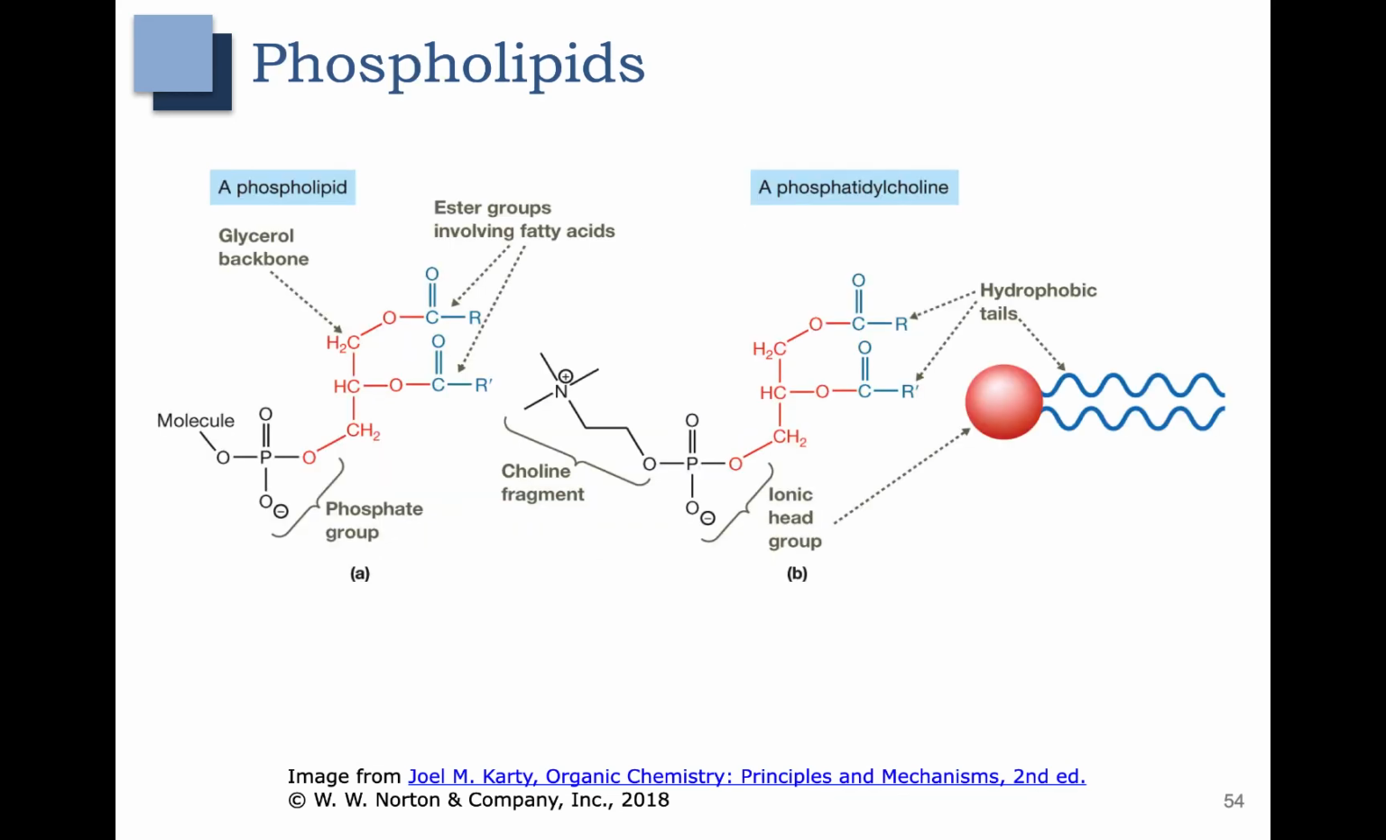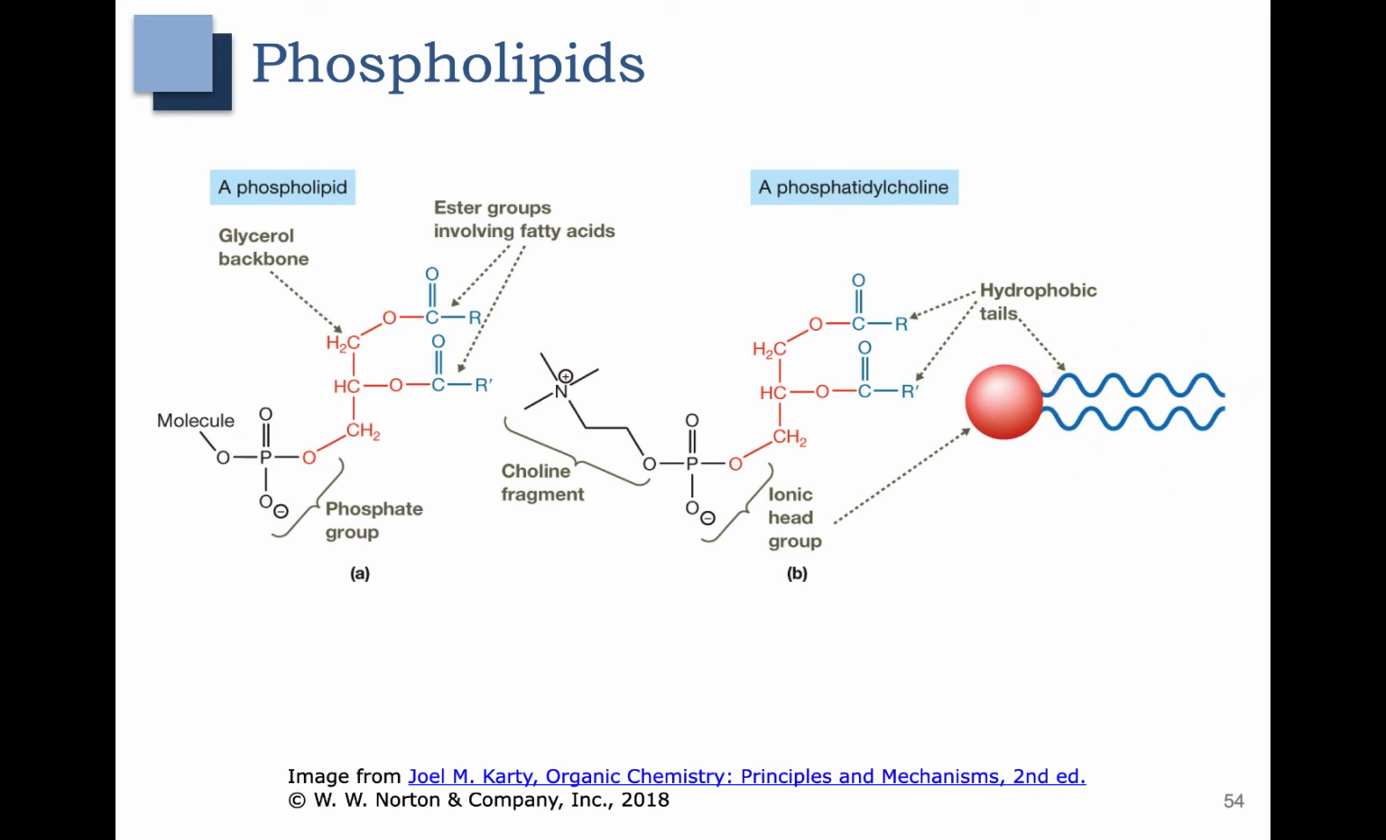Phospholipids are structurally very similar to fats. Again, they have that glycerol backbone. They also have 2 esters from fatty acids. The only difference here is instead of that 3rd ester, they have a phosphate group. That phosphate group is usually connected to another molecule. In phosphatidylcholine, for example, the phosphate is connected to a choline fragment. The phosphate group is ionic and thus water-soluble or hydrophilic, and the long carbon tail is hydrophobic.